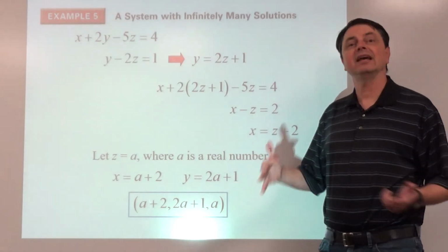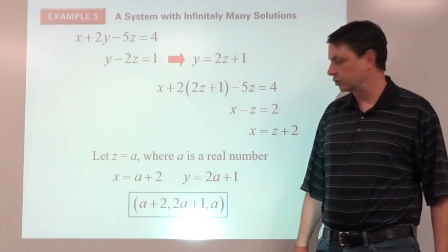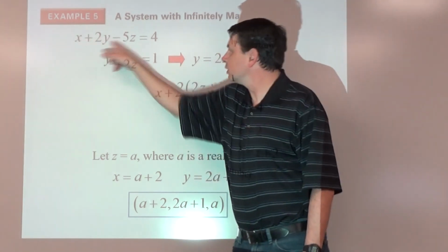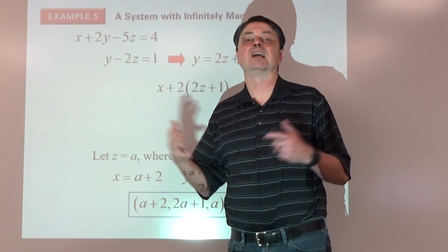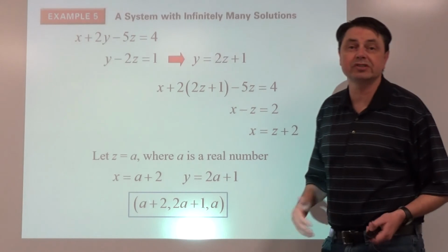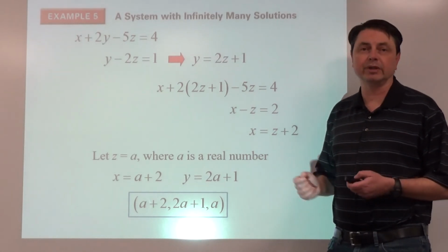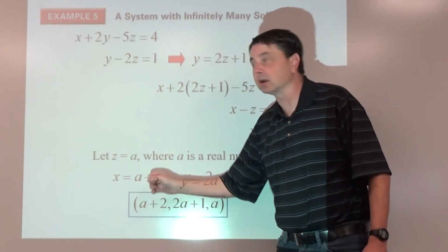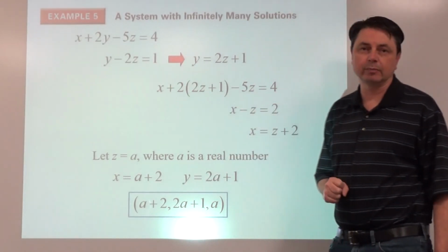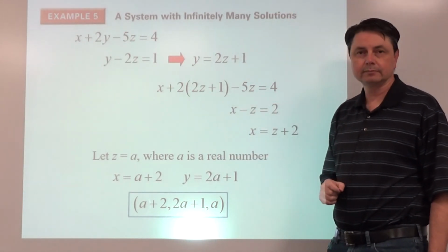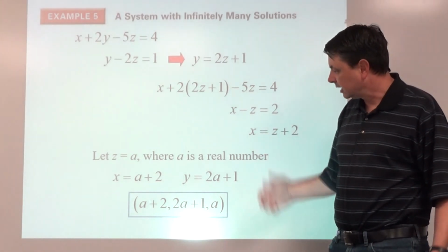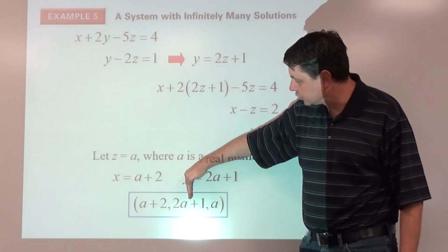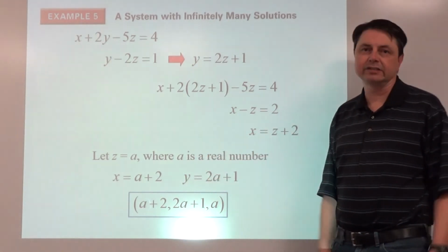It doesn't mean that every combination is a solution. What about (0, 0, 0)? Well, if we plug those in, you're not going to get 4. So that's not a solution. Infinitely many solutions doesn't mean that every combination of numbers is. But this is the pattern that is the solution to the system that we were looking at. One other thing, how about A is 100? (102, 201, 100). That's a solution.